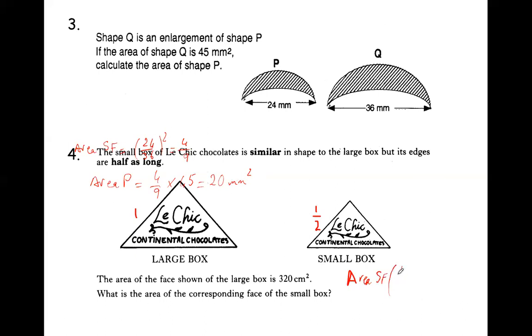So remember what we've got is 1/2 divided by 1. Anything divided by 1 is just the same number. And that's 1/4. So a quarter of 320, which is just 80. So small box area.